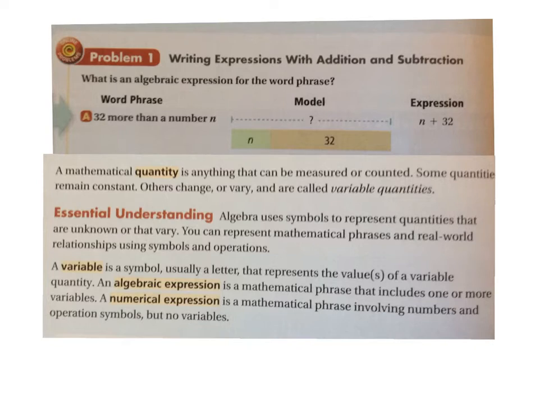Algebra uses these symbols, right? A variable is a symbol, usually a letter, that represents a value of a variable quantity. An algebraic expression is a phrase with no equal sign, right? So it's like x plus 3, 5 plus y, things like that, or x plus y. A numerical expression is just things like 2 plus 4. So it's just numbers, no algebra involved there.